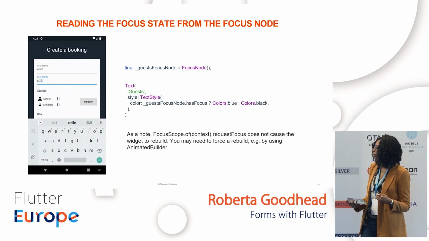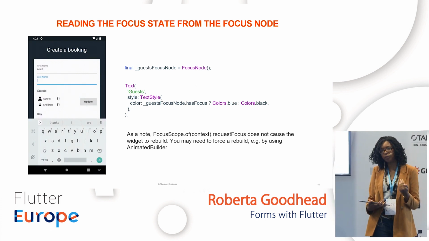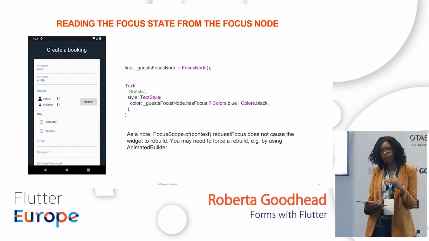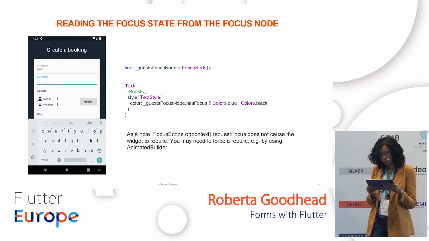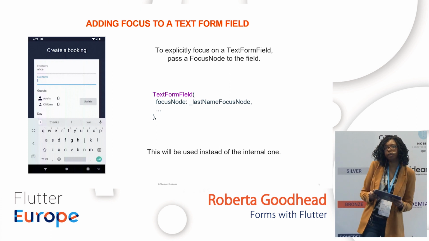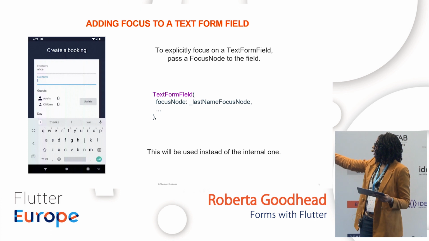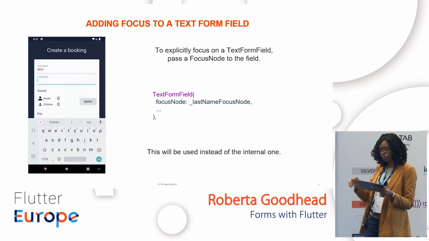And as a side note, request focus doesn't automatically cause the widget to rebuild. So you might need to force a rebuild. One way of doing it is using an animated builder. So that's what the text form field is actually doing under the hood with text field. There are other ways of doing it, but that's just one way. And to explicitly focus on a text form field, you can just pass the focus node into the form field. It handles focusing internally, but this is just if you want to reference that focus node by name.